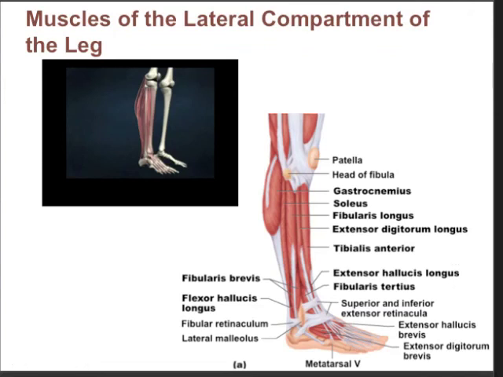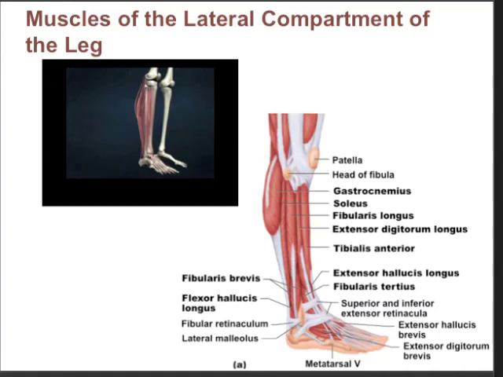Okay, we're looking here at the lateral aspect of the lower leg. These muscles are involved in plantar flexion and eversion of the foot. Plantar flexion would be pointing the toe, and eversion of the foot would be essentially moving the sole of the foot outward away from midline. It stabilizes the lateral ankle and the lateral longitudinal arch of the foot, and the main muscles are the fibularis longus and the fibularis brevis.